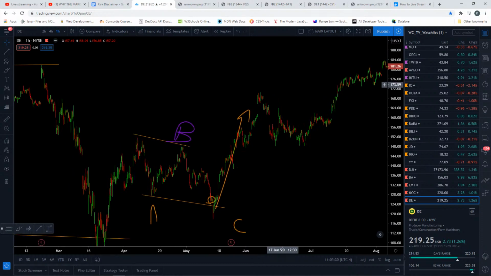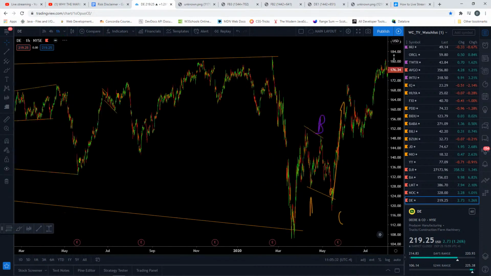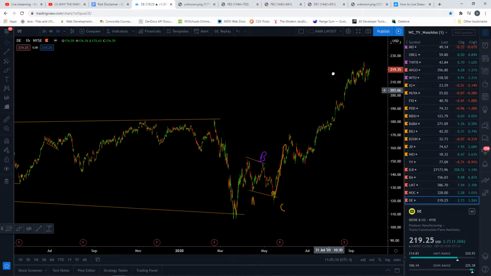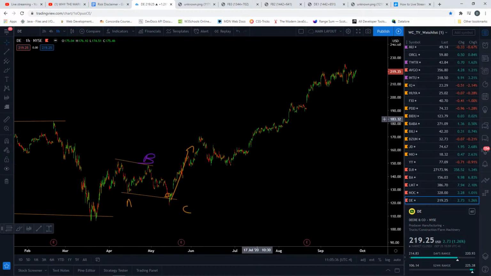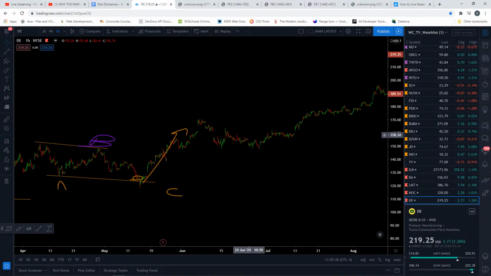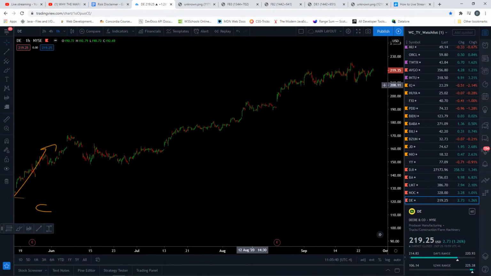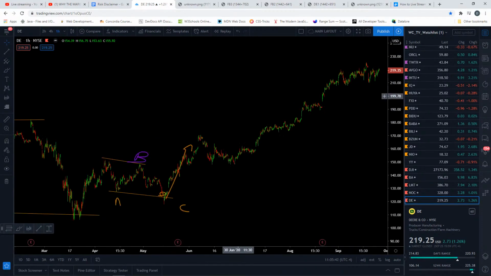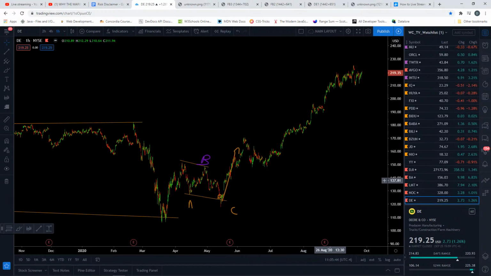So yeah, I hope that was instructive. And then obviously it went even higher, but when it came here, it was tough to trade. So I understand if you didn't trade this, but at least we got this piece.